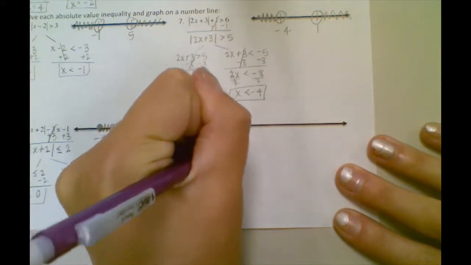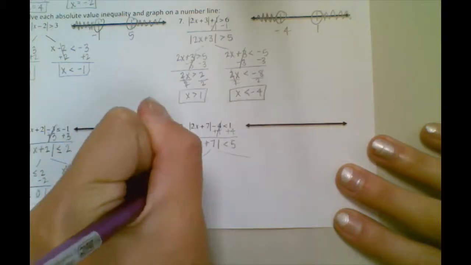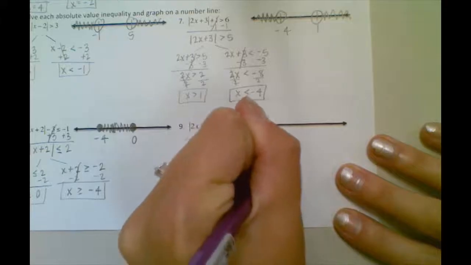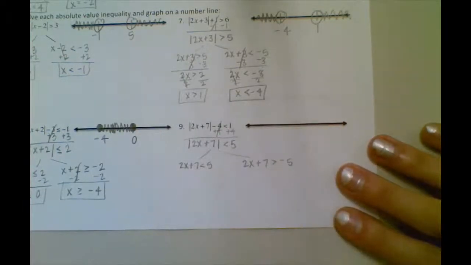So I get less than 5, right? Yep. Make my two equations. 2x plus 7 is less than 5. 2x plus 7 is greater than negative 5. Flip the sign, and the value of the number.